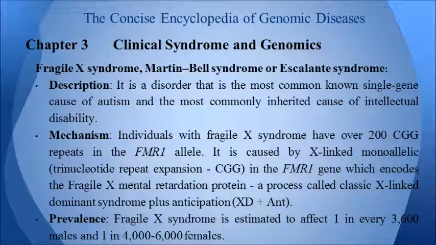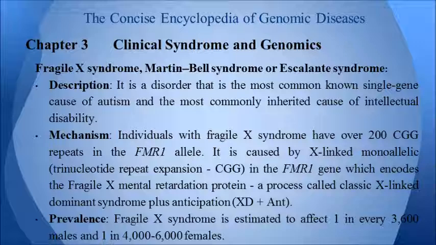Fragile X syndrome, Martin-Bell syndrome, or Escalante syndrome is a disorder that is the most common known single gene cause of autism and the most commonly inherited cause of intellectual disability. Fragile X patients exhibit intellectual disability and physical characteristics such as an elongated face, larger protruding ears, stereotypical movements, social anxiety, and macroorchidism. Fragile X syndrome is caused by X-linked monoallelic mutations in the FMR1 gene, which encodes the Fragile X mental retardation protein 1. Individuals with Fragile X syndrome have over 200 CGG repeats in the FMR1 allele. This is defined as a classic X-linked dominant syndrome plus anticipation.